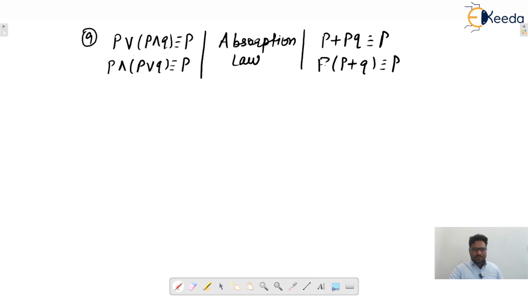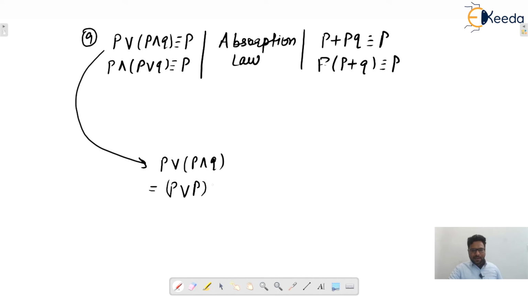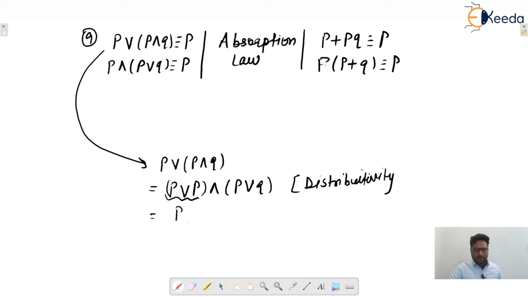You can see, let us consider this one. P or (P and Q), we apply the distributivity. So this is (P or P) and (P or Q). Now P or P becomes what? This is P only. P or P is P only, from idempotent.